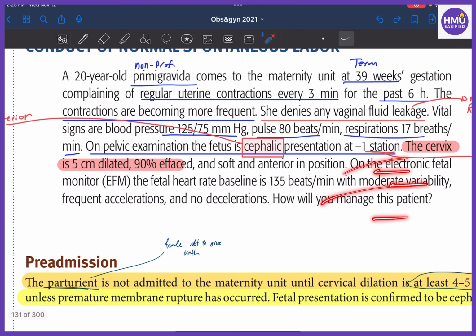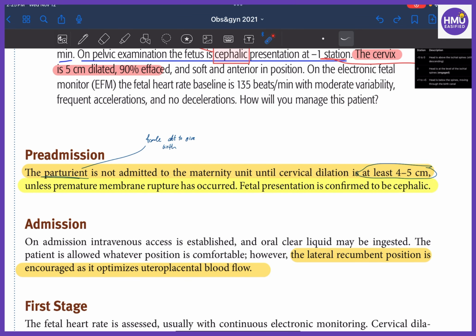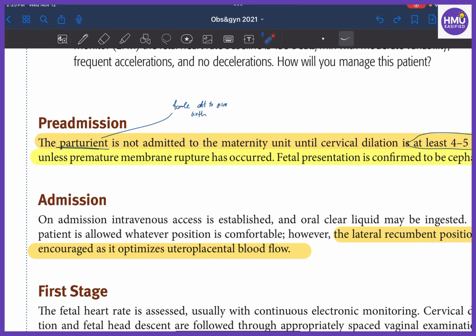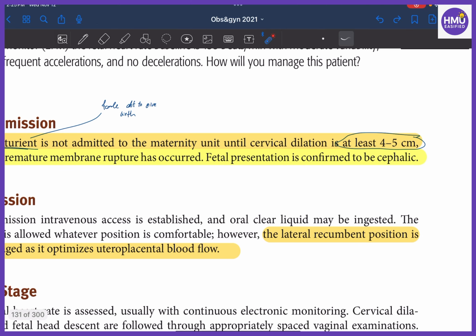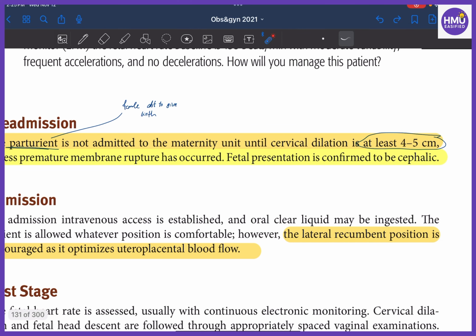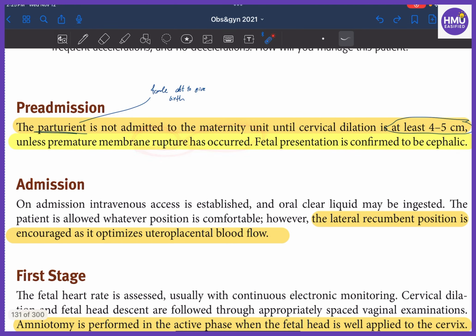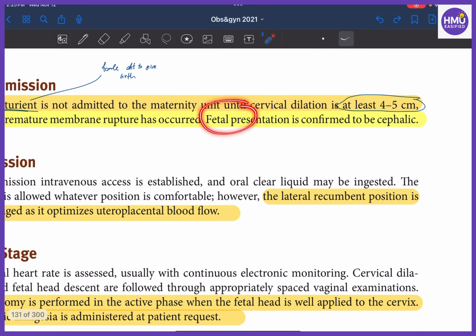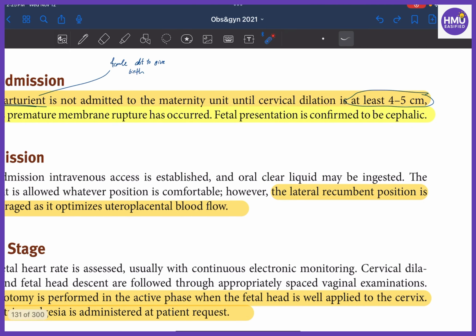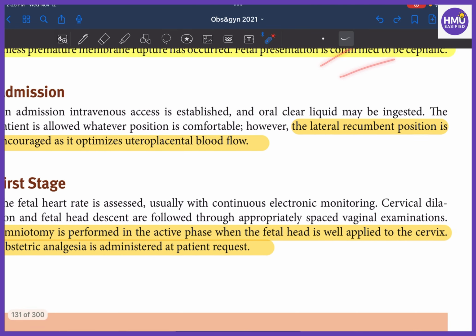Anyway, it says, what do we do with the patient? Pre-admission, the parturient, so we said parturient is a female about to give birth, is not admitted to the maternity unit until cervical dilatation is at least 4 to 5 centimeters, so until we get close to the active phase. Unless premature membrane rupture has occurred, and we talked about it first. Fetal presentation is confirmed to be cephalic, and then we do whatever the maternity unit does. This management is not for us yet, but let's just know it.